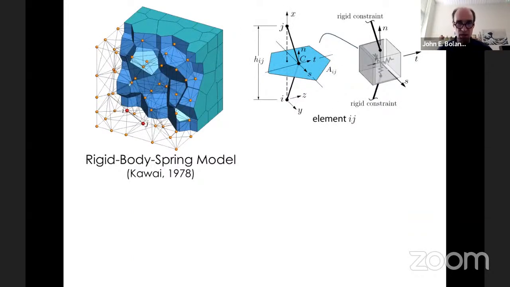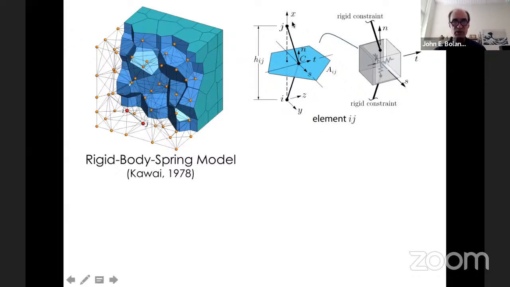As many of you know, I've been using rigid body spring models that were introduced by Kawai many years ago. And for us, we're using a Voronoi diagram. And you're seeing here a discretization of a cube. These are Voronoi cells. And then the connectivity between the cells are the Delaunay edges. So this IJ is one element within the volume.